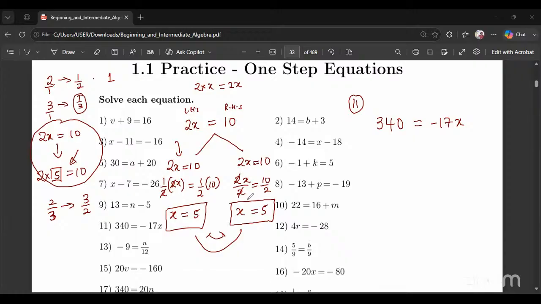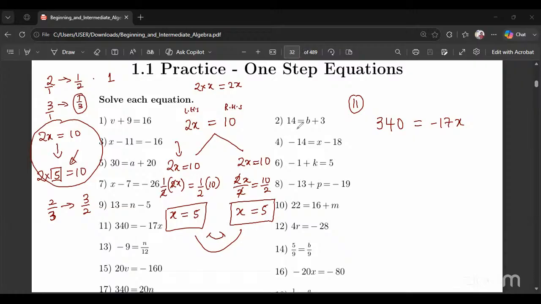All right, that's nice. So let's solve question 11. We have 340 is equal to minus 17x. We want to find the value of x that will satisfy this given equation. In fact, what we are looking for is minus 17 times what number would give us 340. When you multiply minus 17 by that number, you get 340. We are going to see that in a moment.